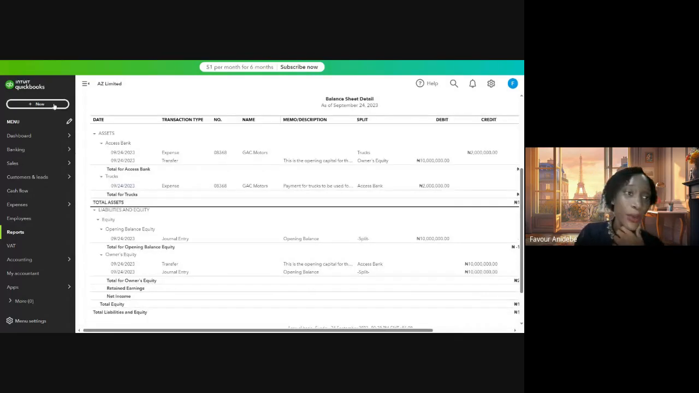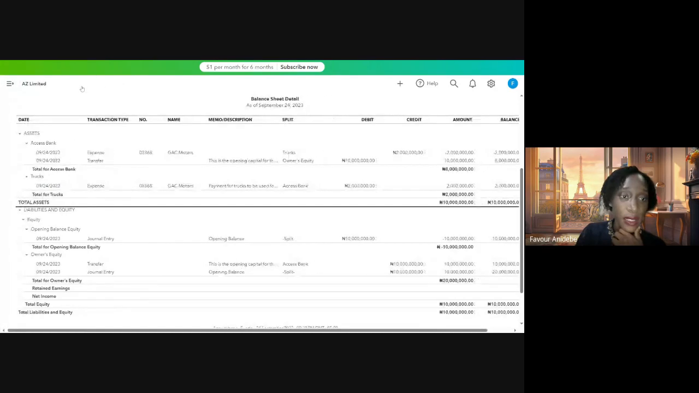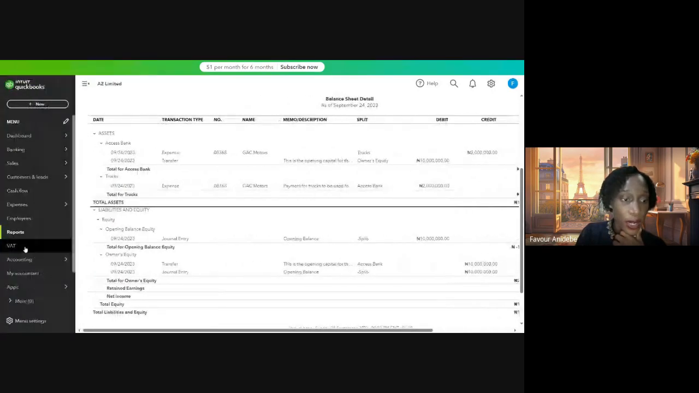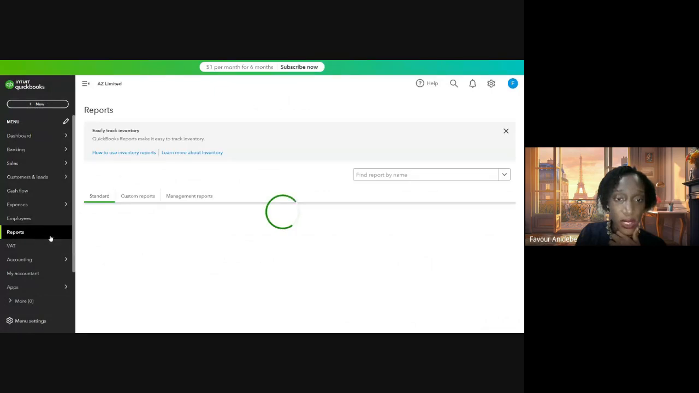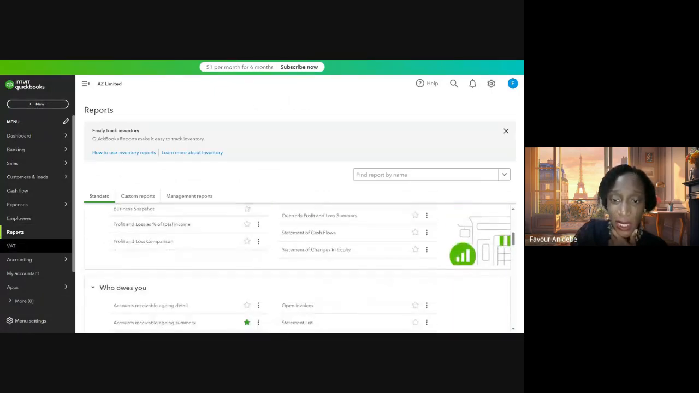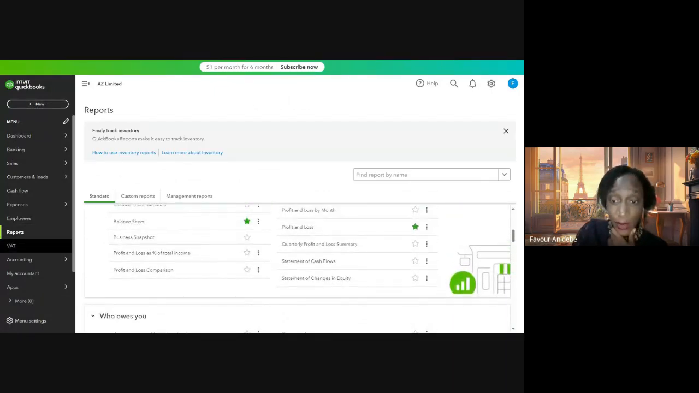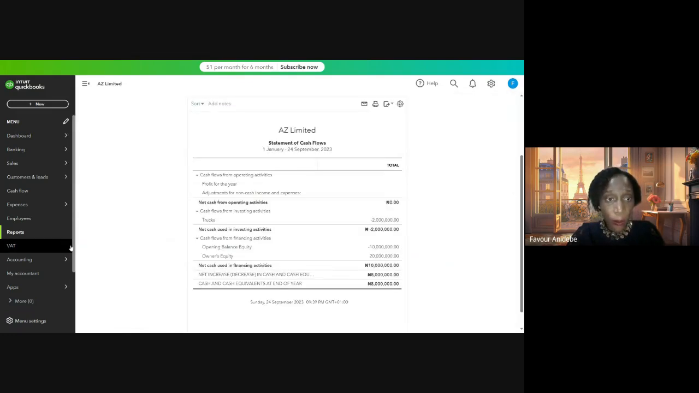Let me go to another report that you might find interesting. So let's say we want to see our cash flow statement. Only accountants really understand this, because if you're not an accountant, you may not understand it. So let's say you want to see our statement of cash flow.